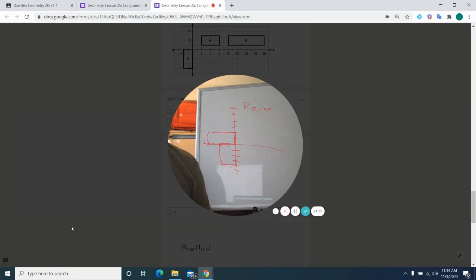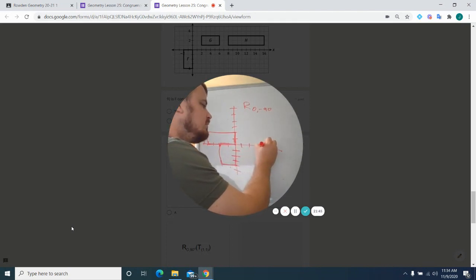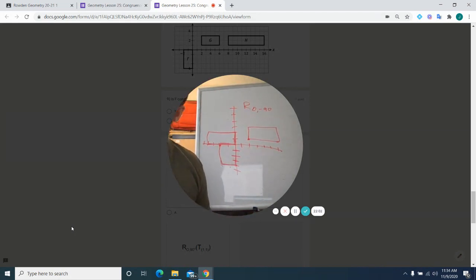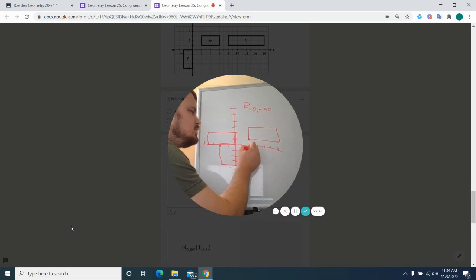And what we're trying to do is get it to map onto G, which is over here. We have 1, 2, 3, 4, 5, 6. So G starts over here at 2, 1, and it goes over 1, 2, 3, 4. So now we've done that, and then we need to move to the right 4. No, I'm sorry. We move to the right 2 and up 1. So we move to the right 1, 2, and up 1.